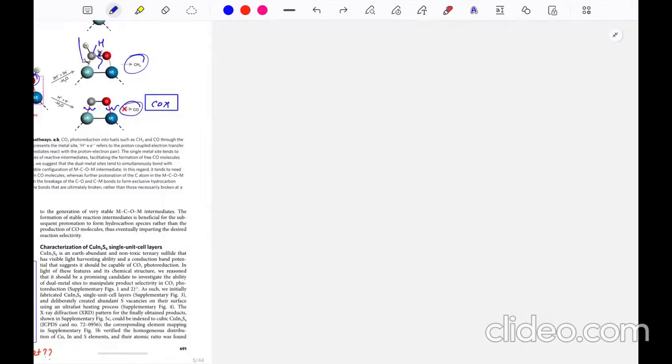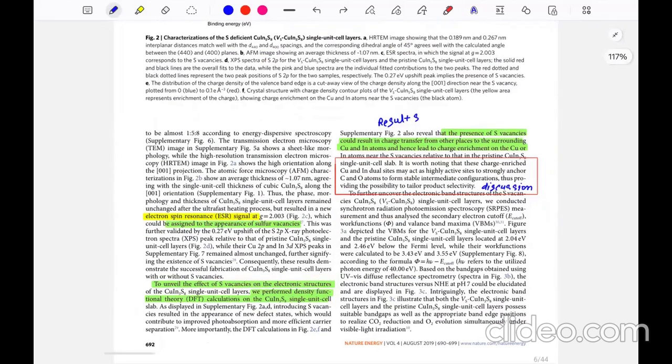So now moving on to the next points that we have to address in the assignment. So what they have done, they have created sulfur vacancies.